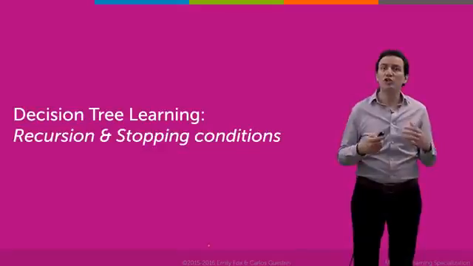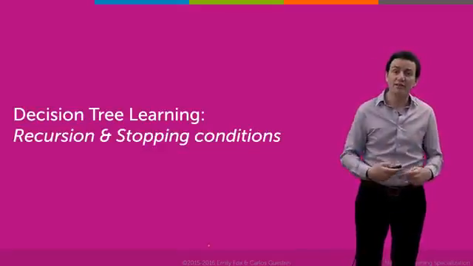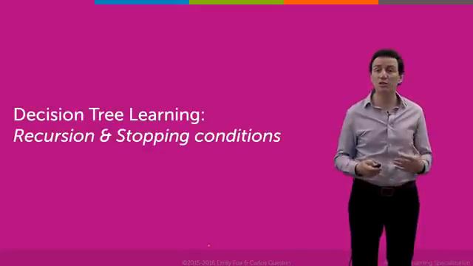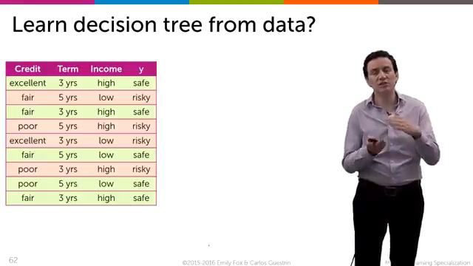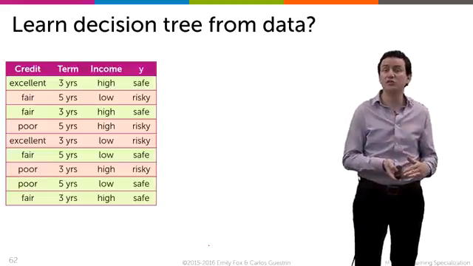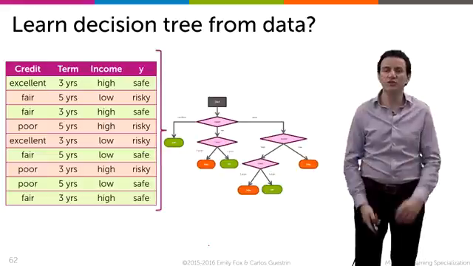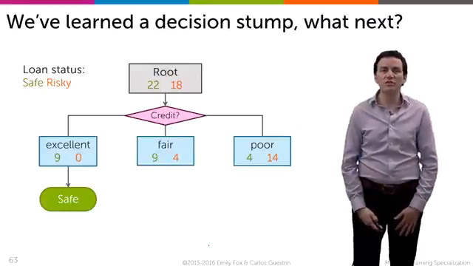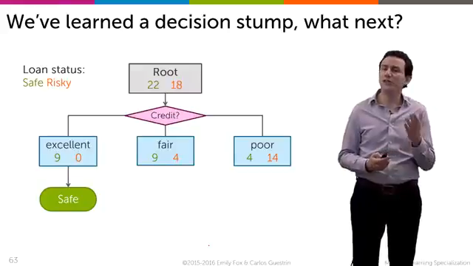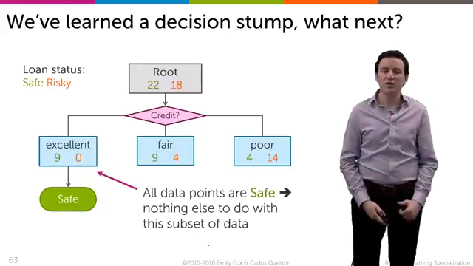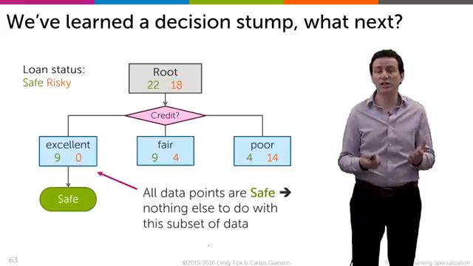Now that we're able to pick a feature to split on, we need to decide what to do next, how to recurse, and when to decide to stop. So our goal now has gone beyond just learning a decision stump, or just that first level decision tree or picking that first feature to split on, and learning a whole decision tree from data. So if you look at our decision stump that we learned splitting on credit, if you look at that first split where credit was excellent, we see that every single data point in there was a safe loan.